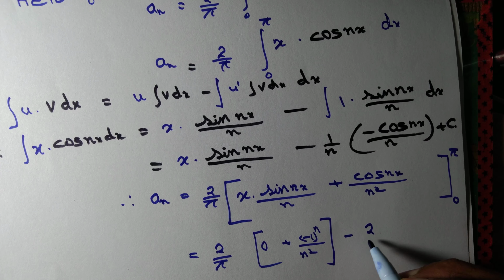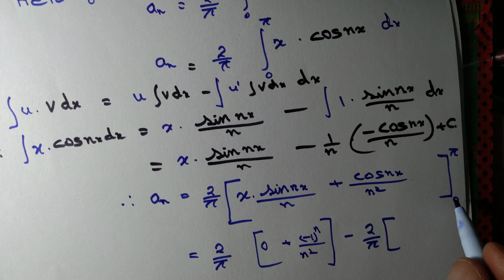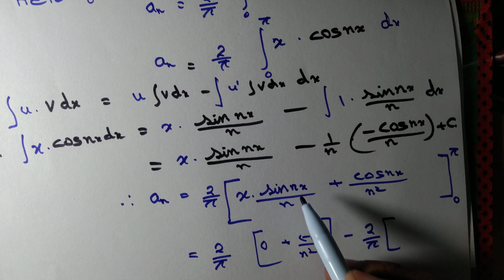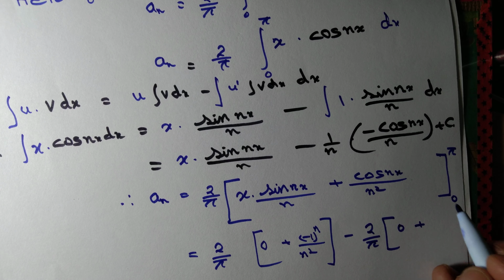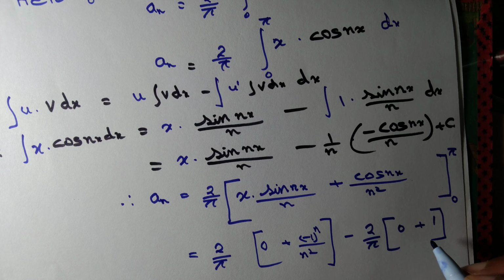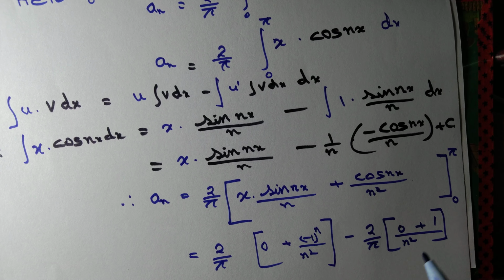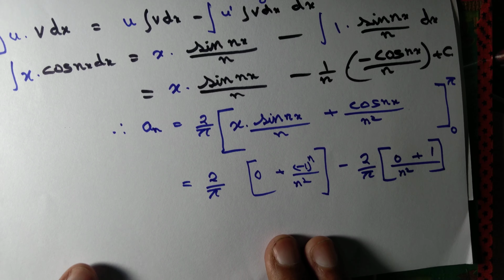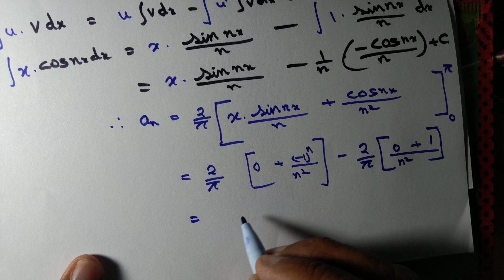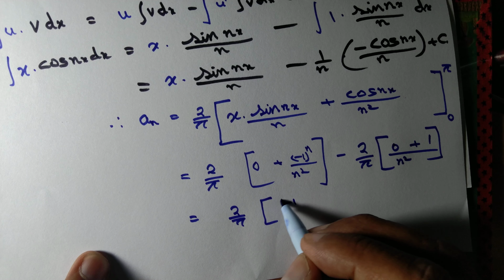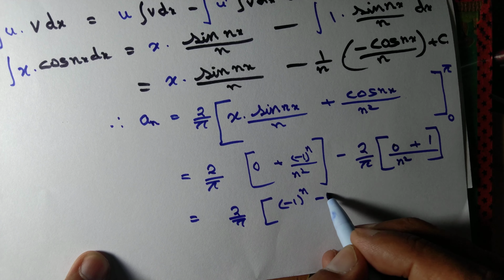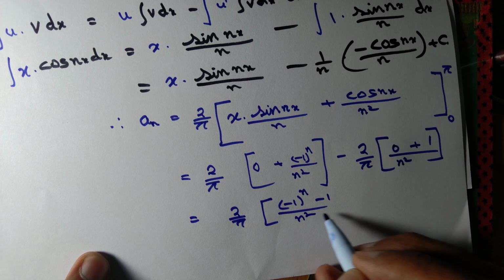What about for x equal to 0? When I take x equal to 0, 0 into sin 0 is 0. When I take x equal to 0, cos 0 is 1 by n² as it is. Once again, we can take 2/pi common, and you are left with ((-1)^n - 1)/n².